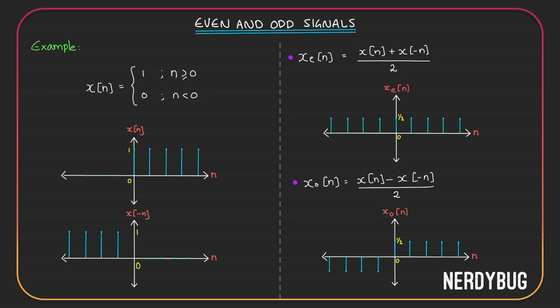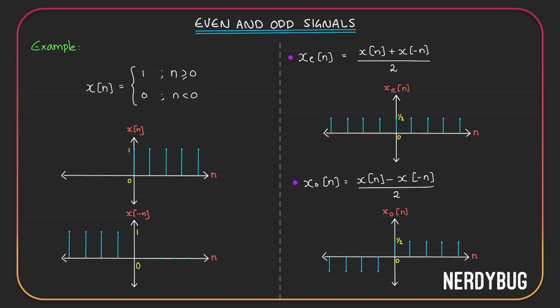To get the even component, we have to first add x of n and x of minus n and then divide by 2. So if we add all of these, on the right hand side here we have ones, here we have zeros, so we'll get 1. Here we have zeros, here we have 1, so the sum will be 1. So we have entirely 1, but then we have to divide it by 2. So the even component is half everywhere.